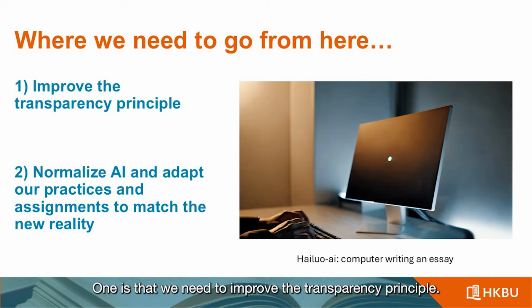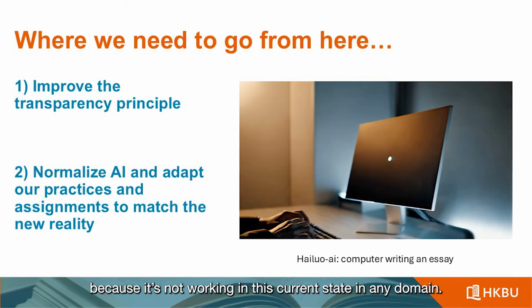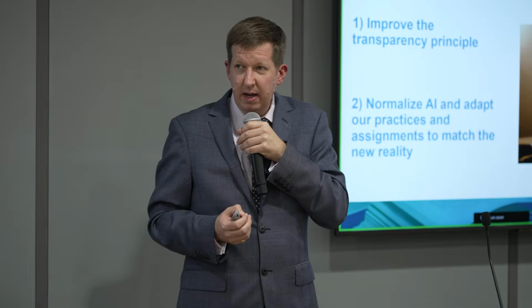One is that we need to improve the transparency principle. We need to think about how we make this more effective because it's not working in its current state in any domain. Or we need to normalize AI and adapt our practices and assignments to match that new reality. So these are the two directions I think we can go in.